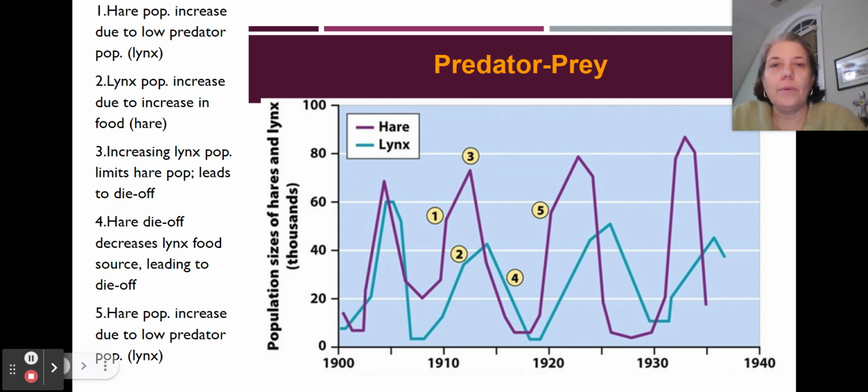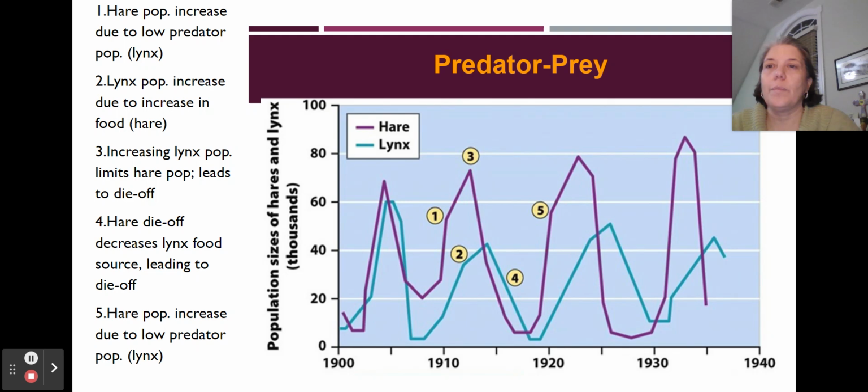Okay, here's another example of a population graph that curves up and down, and this is called a predator-prey graph. This is just one example of population fluctuations. You can see the hare is in the purple and the lynx is the blue. The hare, remember, is a rabbit and the lynx is a cat. So what is going to happen here is that the hare population, look at number one, is increasing due to the low predator population. There's not as many cats around eating these bunnies, and so their population is going up.